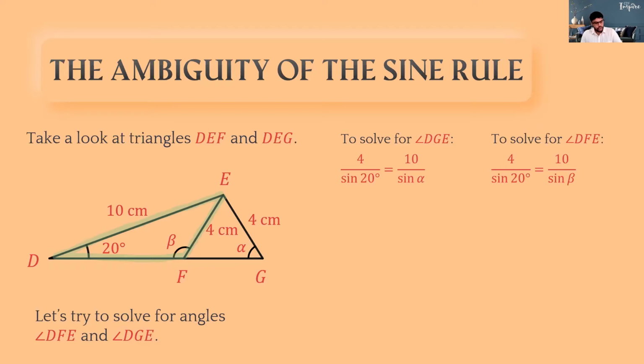Now children, if you look closely at these two equations that we got, look at these two. Can you see they're the same? The only difference is alpha and beta. Can you see, children? 4 over sine 20 on the left, and on the right you have 10 over, for one equation you have sine alpha, the other one you have sine beta. Now that's a problem, children, because you get the same equation, but if you look at the diagram, children, you can clearly see that alpha and beta are different, right?